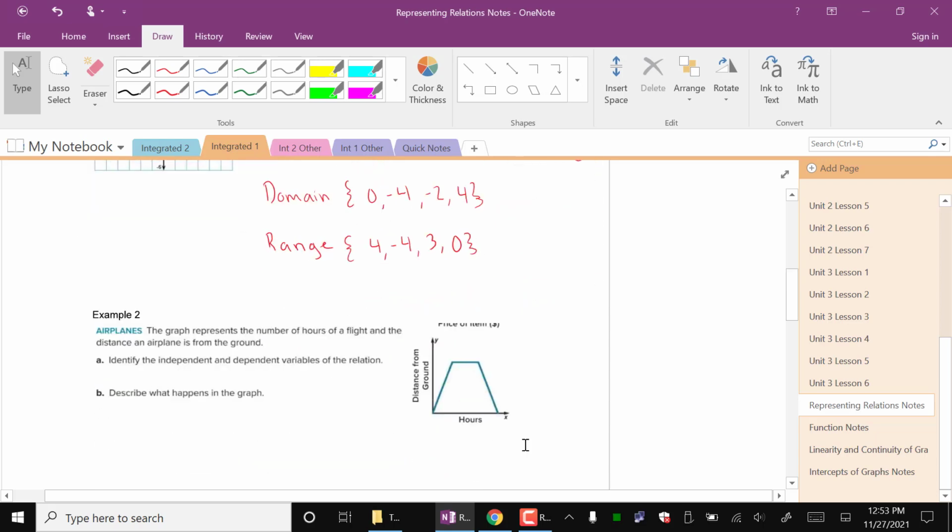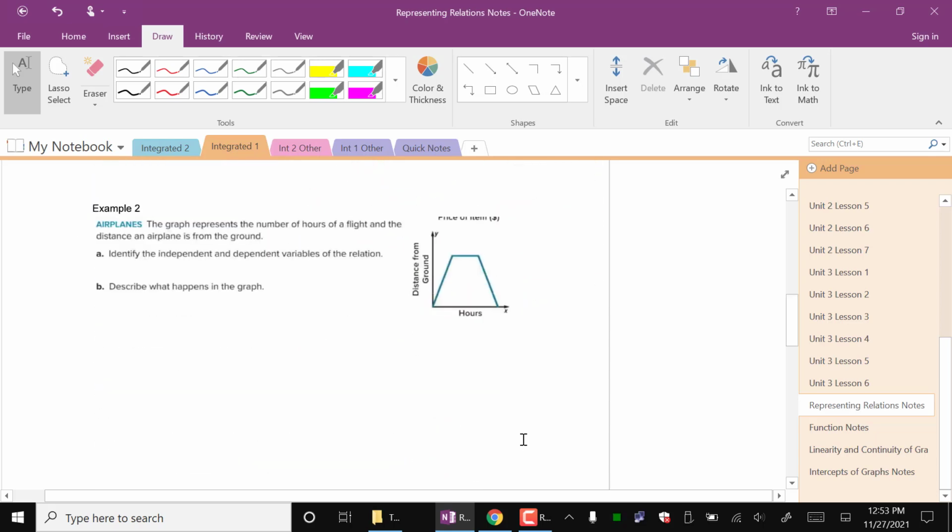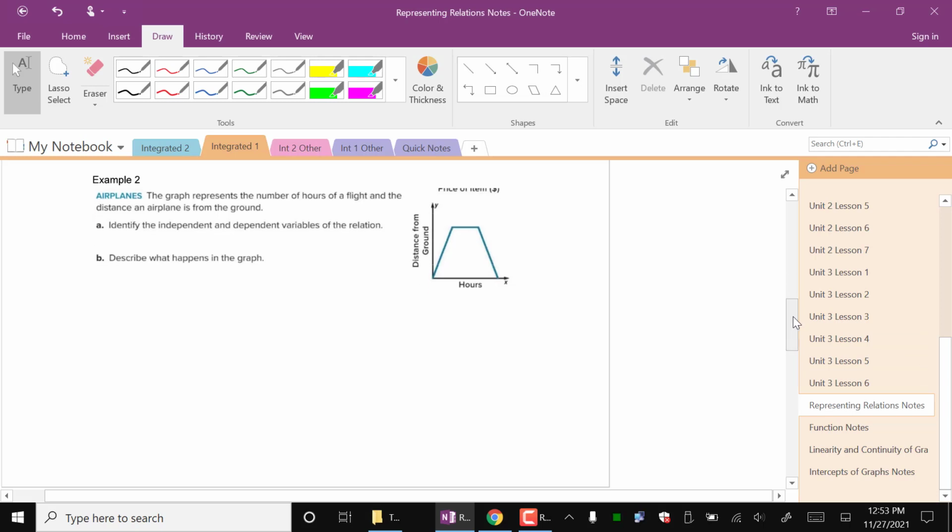Let's take a look at example 2. So the graph represents the number of hours of a flight and the distance an airplane is from the ground. So we want to determine the independent and dependent variables of this relation, and then we want to describe what is happening in this graph. So let's start off with determining independent and dependent.